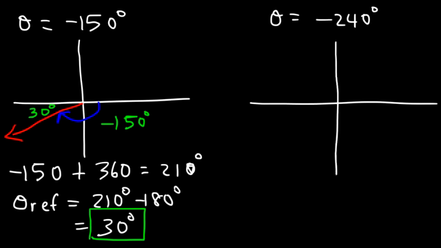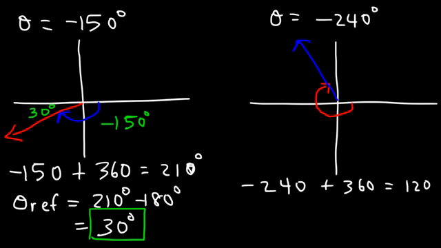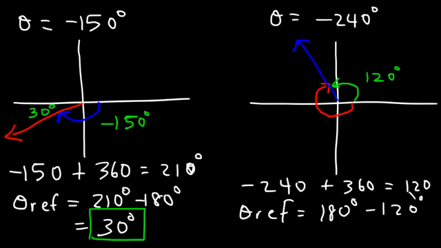Now let's try negative 240. So this is negative 90, negative 180, and here's negative 240. It's in quadrant 2. Let's find the coterminal angle. Let's add 360 to it. If we add 360, we get 120. So this angle is also equal to 120. And we know it's in quadrant 2, so the reference angle is going to be 180 minus the angle in quadrant 2, that's 120. This works if the angle is positive and between 0 and 360, the formulas that I've given you. So the reference angle is 60. And you can clearly see that this angle here is 60 between the x-axis and the blue line.